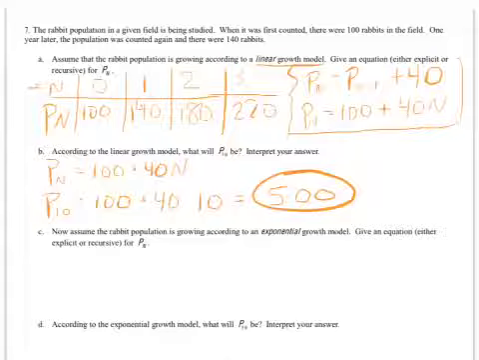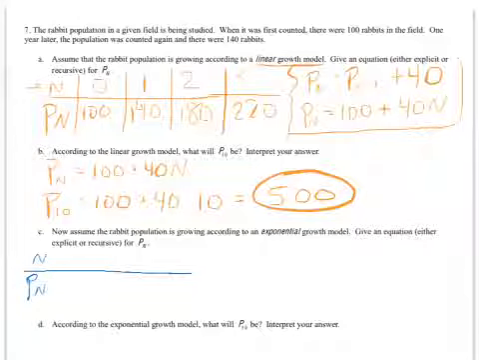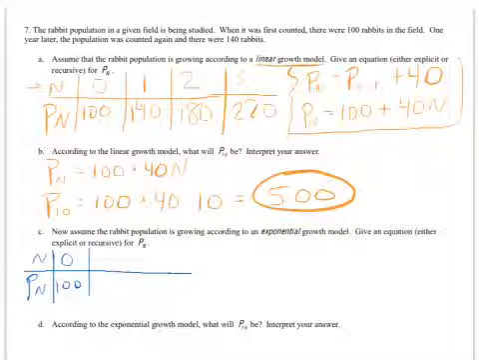So now, if we assume that the population grows exponentially, this is going to be an entirely new table. So I'm going to make an n, p sub n table for this exponential growth. So I know that at time 0 there were 100 rabbits, and at year 1 there were 140 rabbits. But now, because this is exponential growth, that means that the rule I use to transition from one year to the next is that I multiply by the same amount.